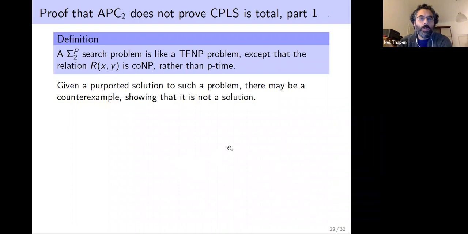So to set this up, we will define a sigma P2 search problem to be like a TFNP problem, but in a TFNP problem, the basic property we're trying to find a solution to is P time. And here we're allowed it to be co-NP rather than P time. So there's a universal quantifier hidden in here, which means that if somebody tells you Y is a solution, it might not be. There might be a counterexample which you can maybe find.